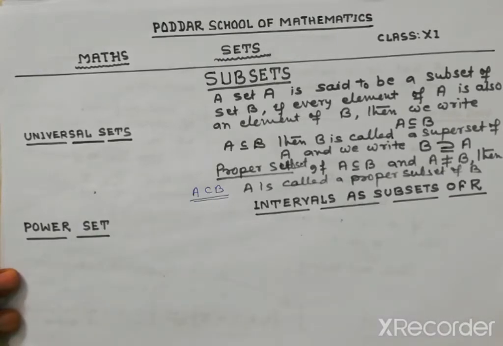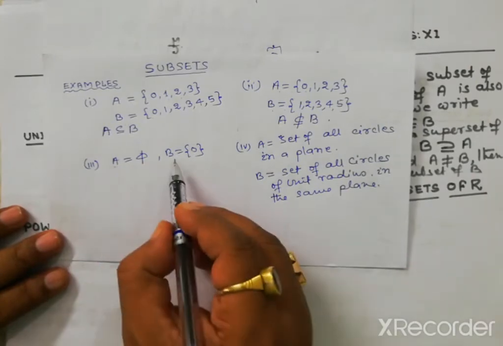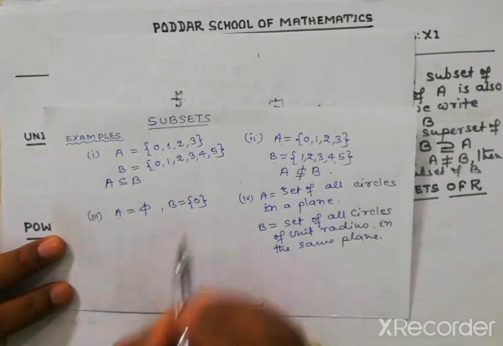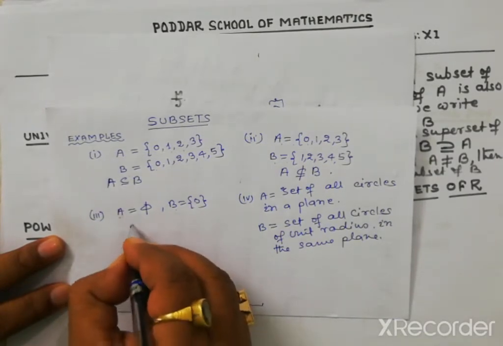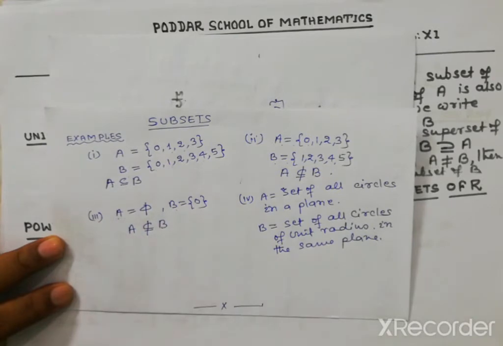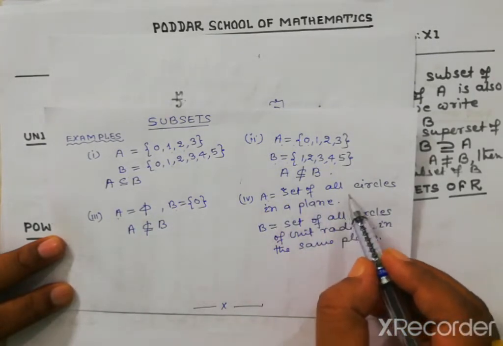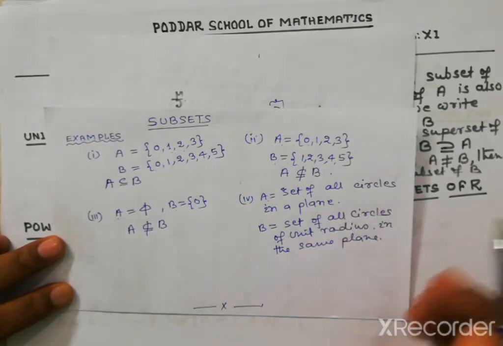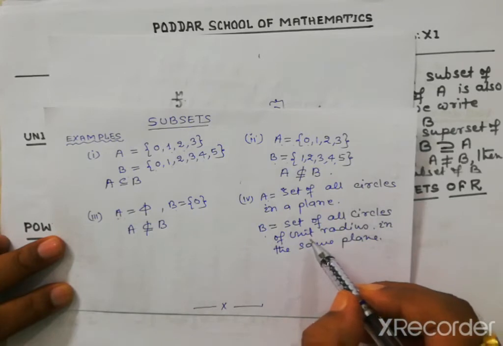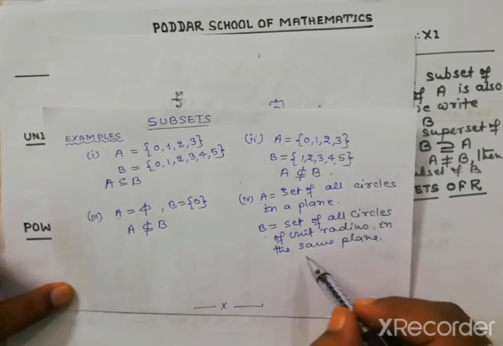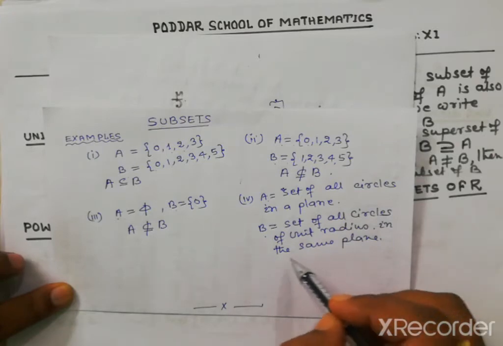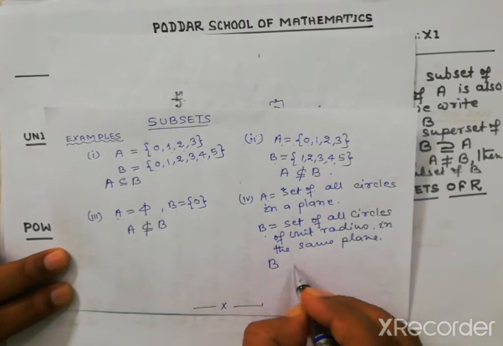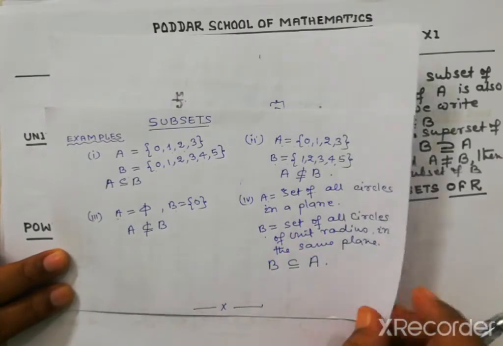Now, if you take this example, A is equal to {} and B is equal to {0}, then A is a null set, but B is a singleton set. So here A is not a subset of B. It is obvious. A equal to set of all circles in a plane. In a plane, if you consider all possible circles, and B is a set of all circles whose radius is 1, then each and every element of B is also present in A definitely. So we can say here B is a subset of A. I think it is clear.